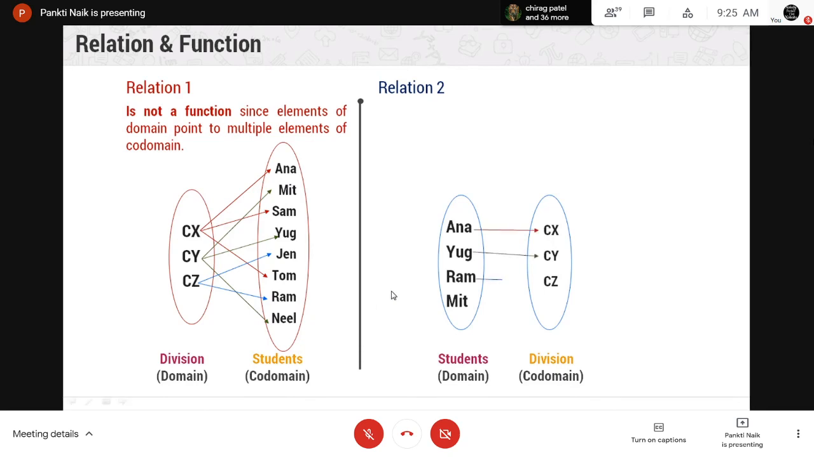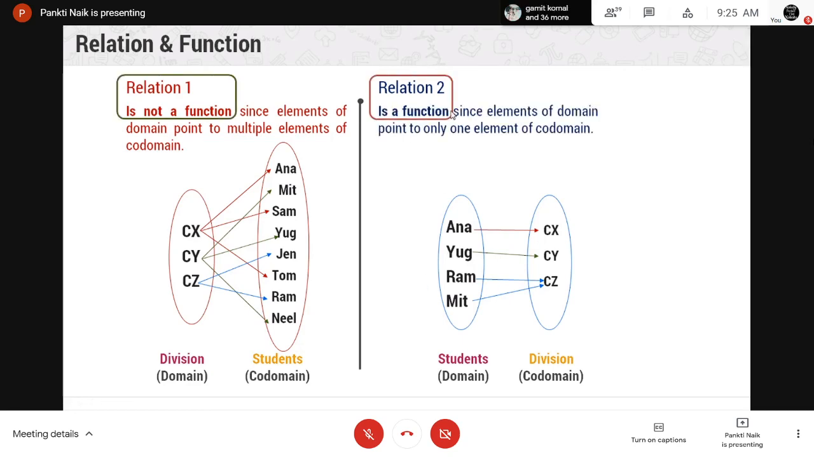Now relation 2. That is student. Our input, our domain, is the student name. And which division are they in? So these are the possible values that come out from this function. Now relation 2 is a function, since each element of the domain points to only one element of the codomain. What was happening earlier? The domain was pointing to multiple elements, because it is not a function. Now if it is a function, then it will point to only one element of the codomain. So that is the difference between relation and function.